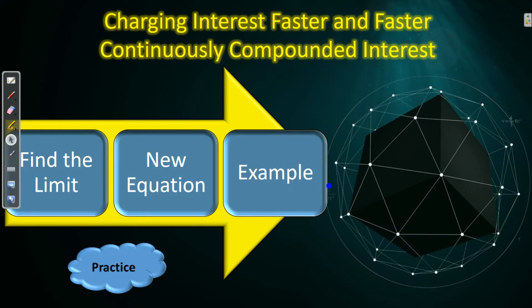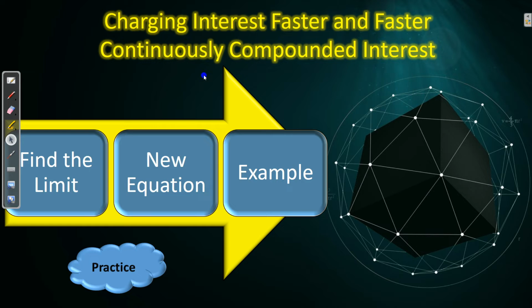In this video, we're continuing our look at compound interest. One of the things we did in our last video is look at what happens if you do compounded interest at different rates, yearly, monthly, or daily. In this video, we're going to take a look at what happens if you charge interest faster and faster, even faster than monthly and daily, more and more quickly.